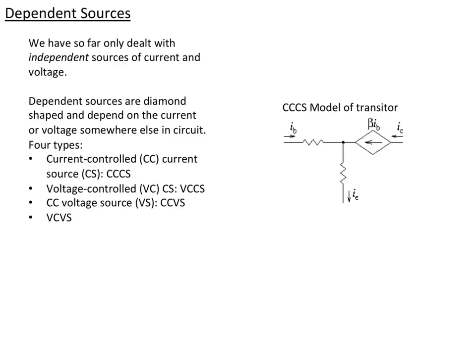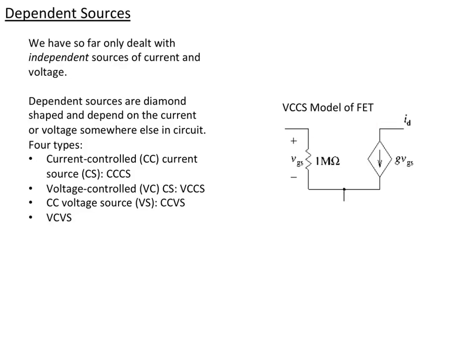There will always be a current or voltage from another part of the circuit here, and so that tells me what this current is, and that's now fixed, independent of whatever voltage is across that circuit. But it does depend on what the current is here. If this current changes, that current will change as well.